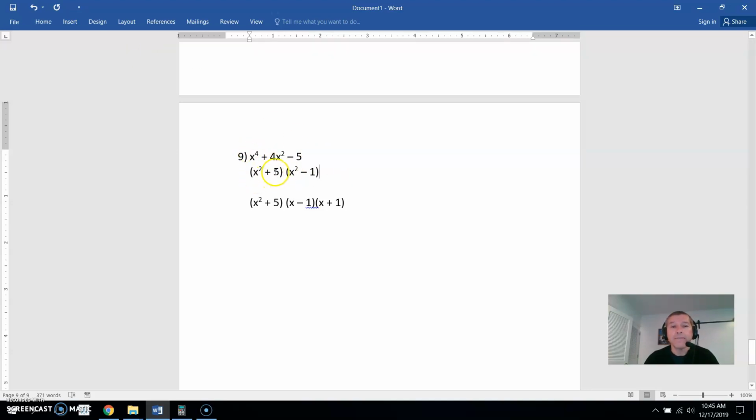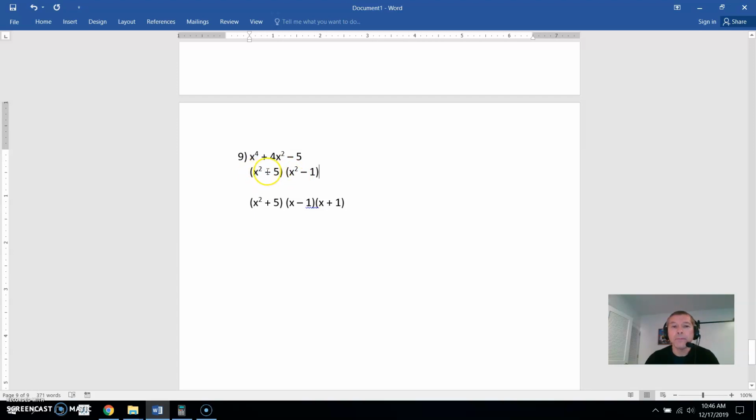That works. And 5 times minus 1 is negative 5. And if you check your inner and outer, you will get the 4x squared. That's 5x squared minus 1x squared is 4x squared. Now, does this one factor further? See, if you have an x higher than the first power, you need to see if it factors further. This one does not factor further.